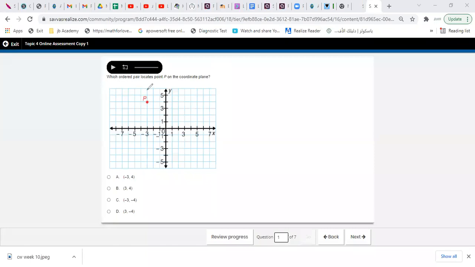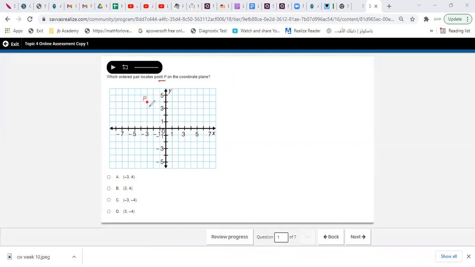Today we're going to make a revision for topic 4 assessment. Here, the first question: which ordered pair locates point P at the coordinate plane? Here is the point P.